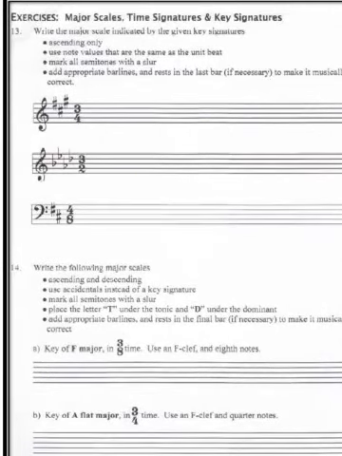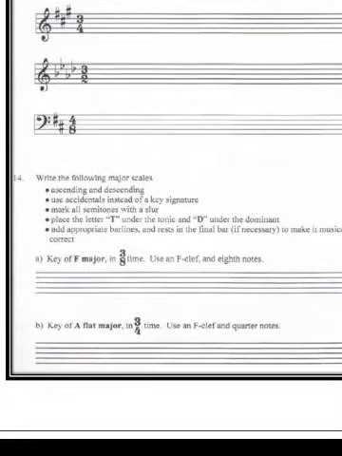Take a look now at page 87, number 13. Write the major scale indicated by the given time signatures. It's ascending only. Again, be very careful that you read the instructions carefully. Ascending only. Use only the values that are the same as the unit beat. Mark all semitones with a slur and add appropriate bar lines and rests in the last measure if necessary. So again, you're working with the unit beat in this question.